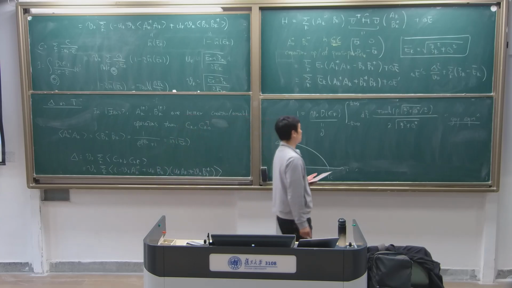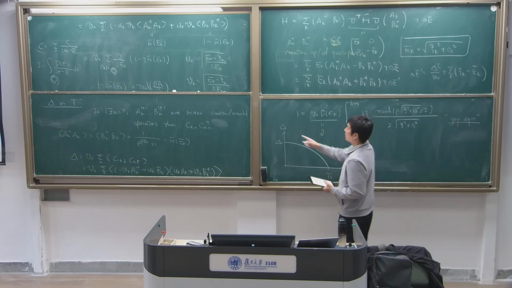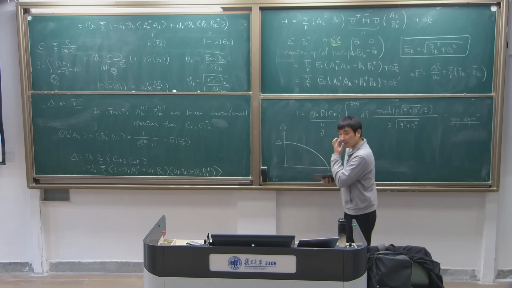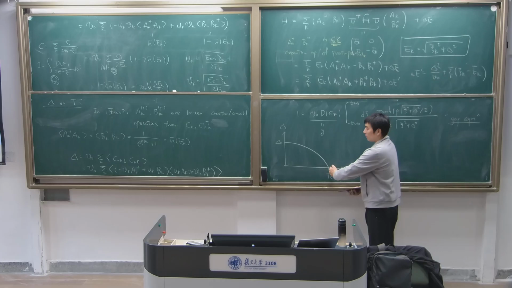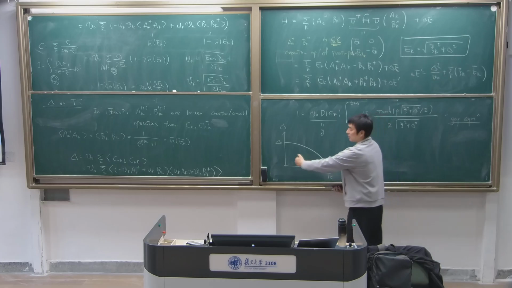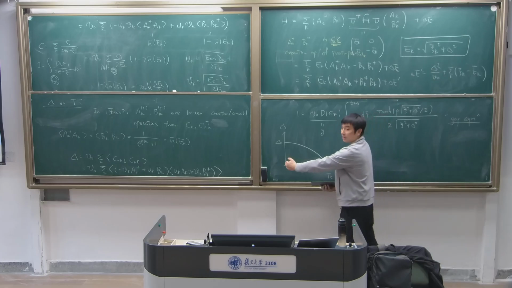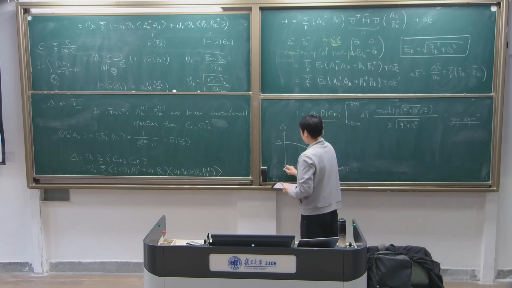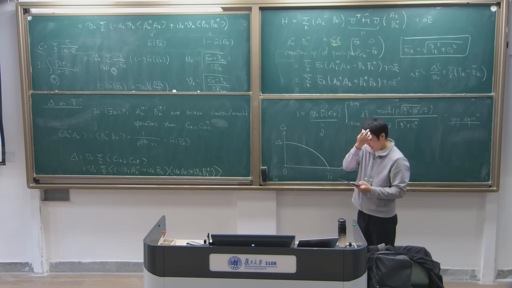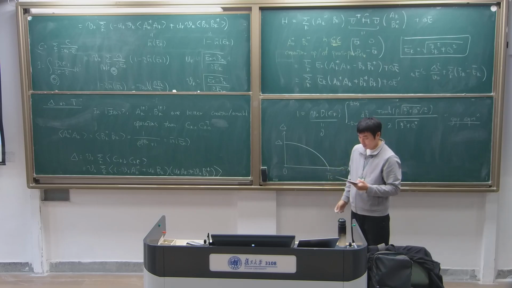So this delta is the order parameter of superconductivity. If delta becomes zero, it means there is no superconductivity. Below the critical temperature, the state is a superconducting state, and at T equals zero, we can have the maximum superconducting order.